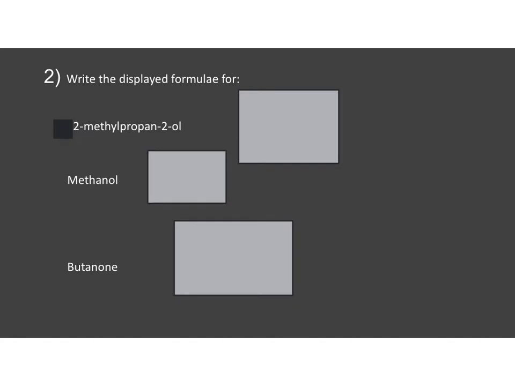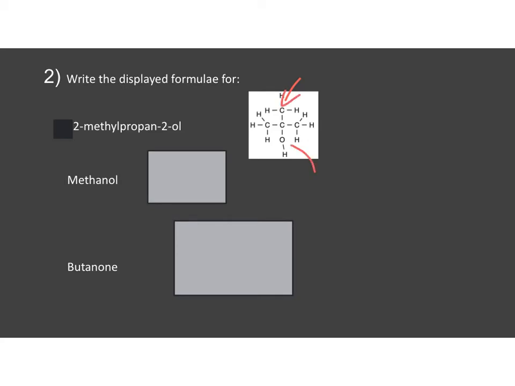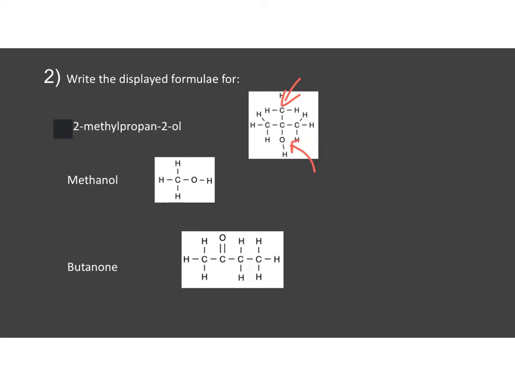So time to write some displayed formulae now. First one, 2-methylpropan-2-ol. So for that one, we've obviously got a 3 carbon chain and then a methyl group on our second carbon here, and you have got the alcohol also on your second carbon. For methanol, you've got a 1 carbon with an OH group. Butanone is, of course, a ketone, and you have to have your carbonyl group on the second carbon. If it was on the first carbon, it would, of course, be butanal, which would be an aldehyde.